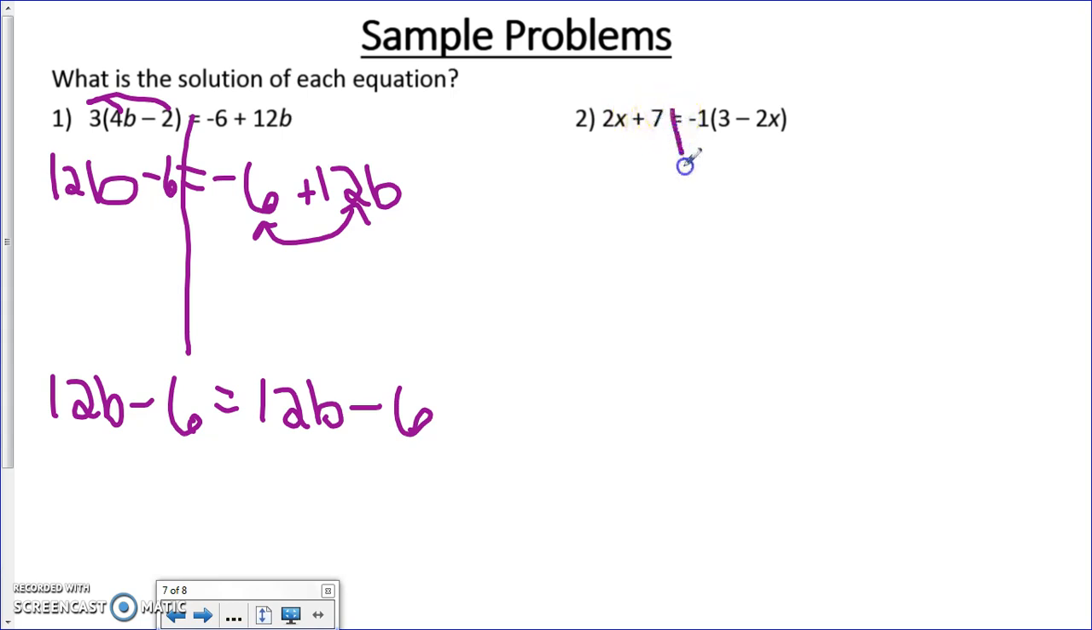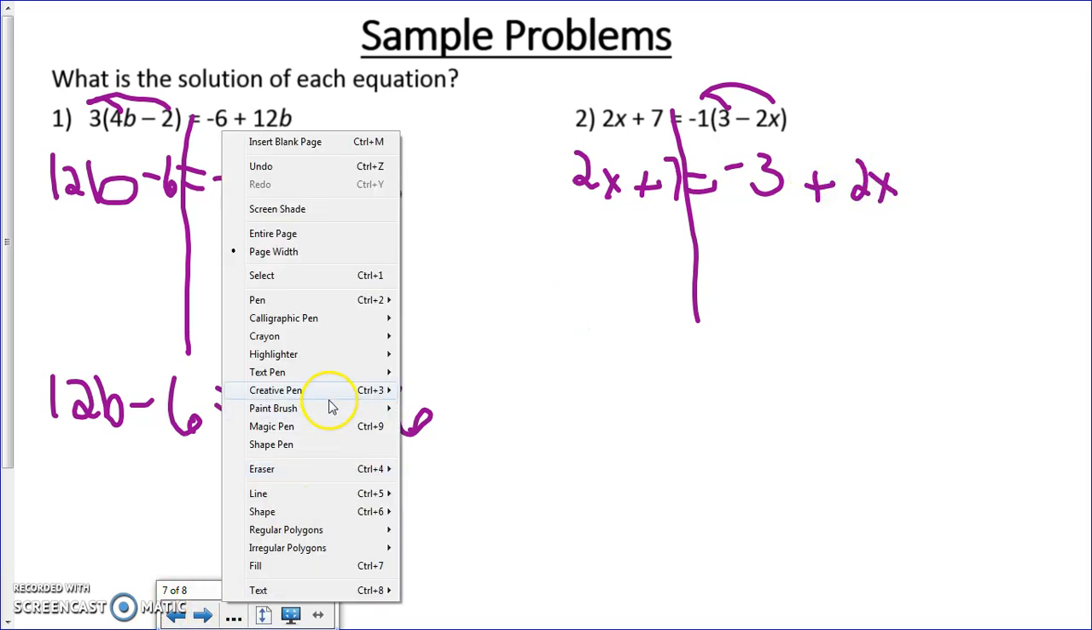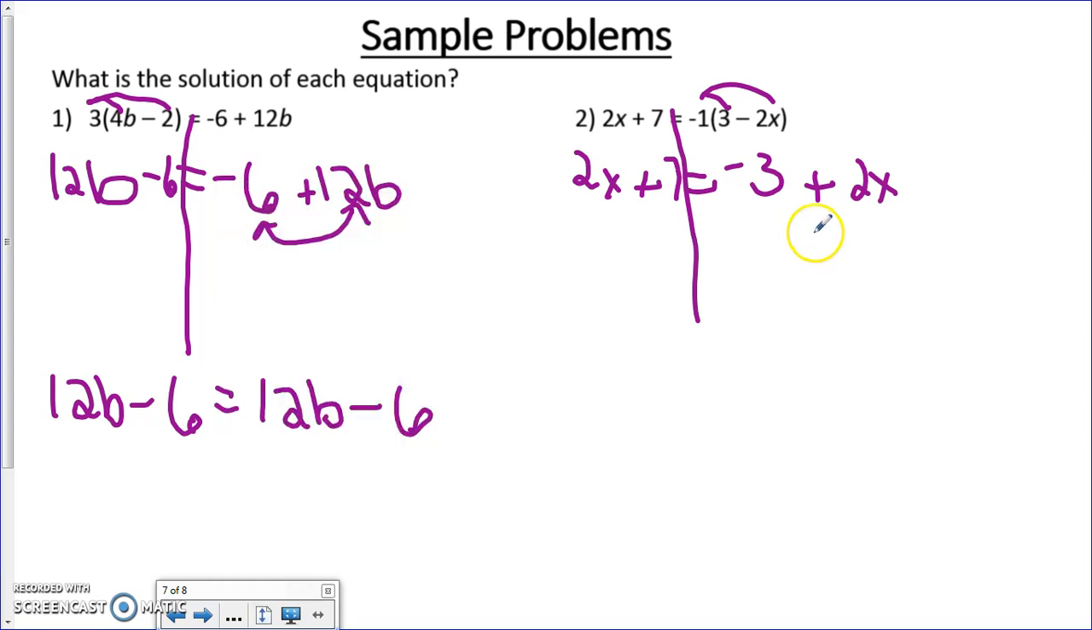Number 2, we have to distribute again. 2x plus 7 equals negative 1 times 3 minus 2x. So negative 1 times 3 is negative 3. And negative 1, be careful here, times negative 2x is positive 2x. So let's bring again all the letters to the left and the numbers to the right. So again, we're going to subtract 2x from both sides.